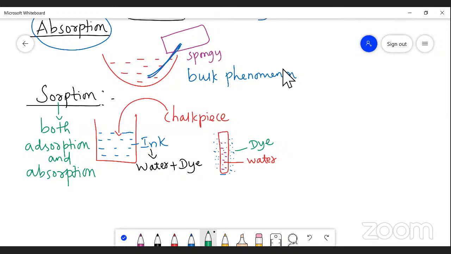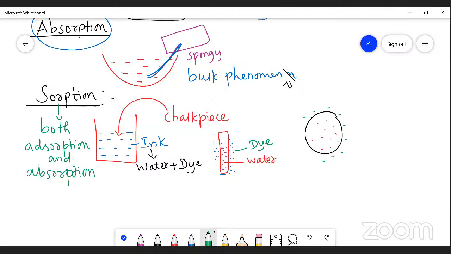If you take that diagrammatically, I can represent it like this: suppose it is a solid surface, where the molecules will be present inside and outside also.